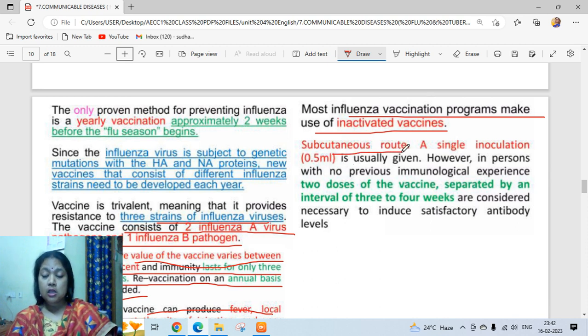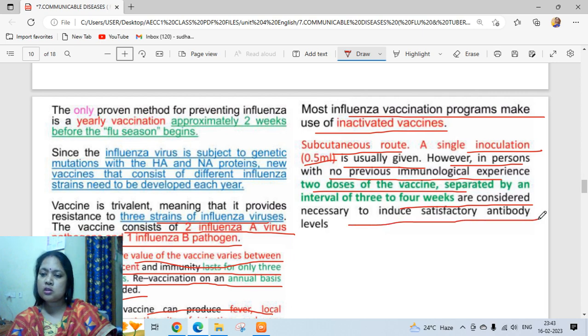Subcutaneous means inside your skin. A single inoculation, that is 0.5 ml, is usually given. However, in persons with no previous immunological experience, 2 doses of the vaccine separated by an interval of 3 to 4 weeks are considered necessary to induce a satisfactory antibody level.